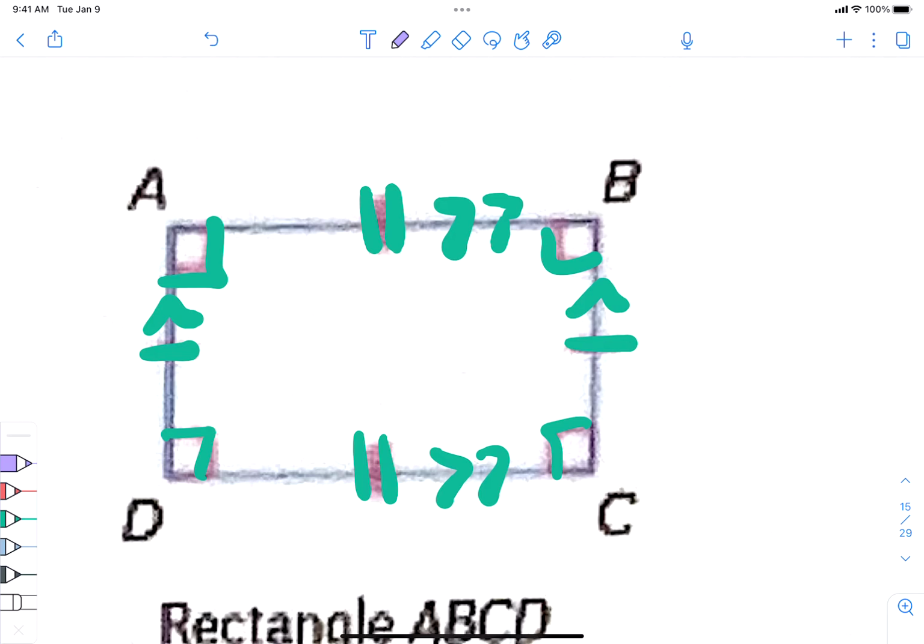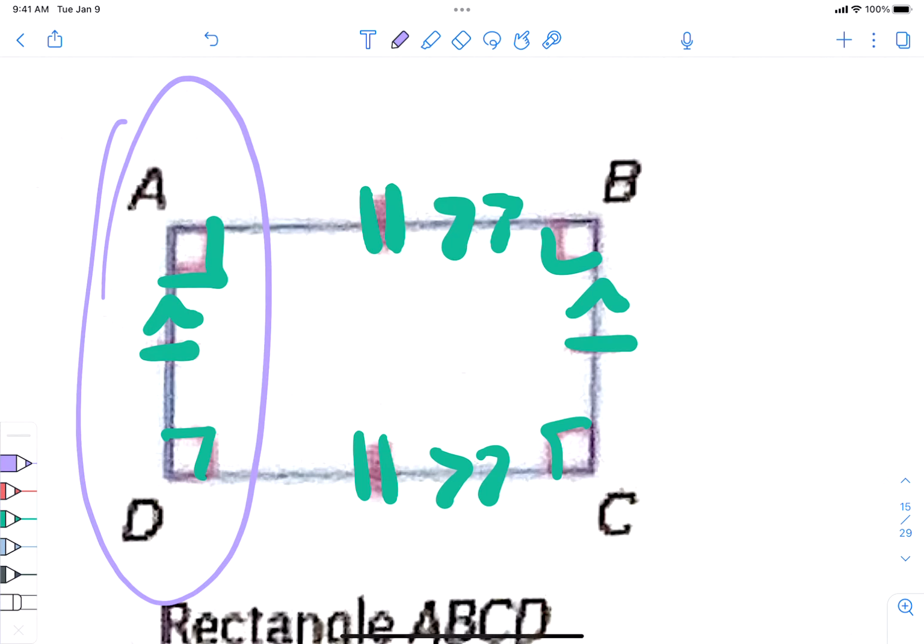One's next to each other. So give me two that are next to each other. A and D, sure. Okay, I heard a lot of combinations, but A and D. Supplementary means they add up to be 180. So since they're both 90s, they add up to be 180.